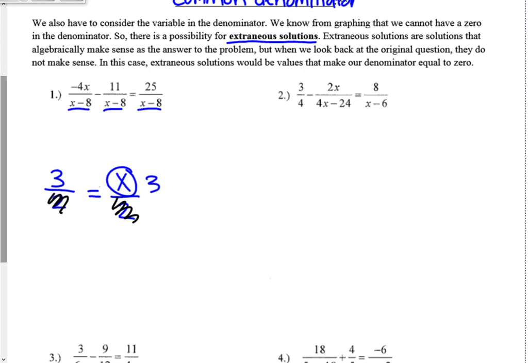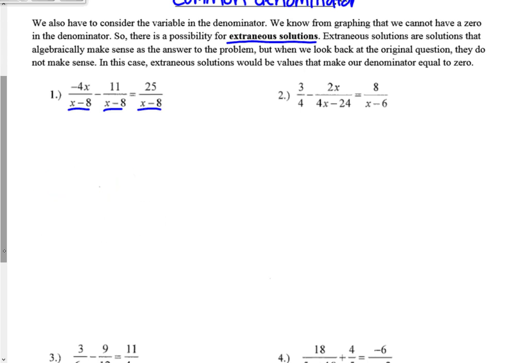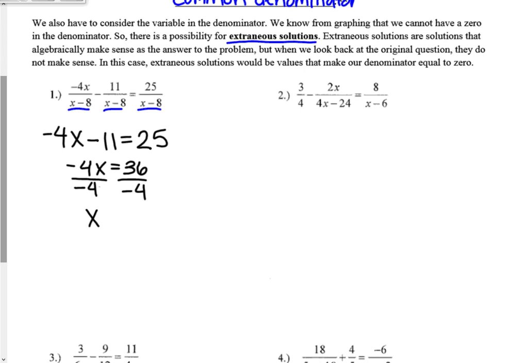We're going to use that same logic up on number 1. Since my denominators are all the same, I'm not going to worry about my denominators at all. So I'm going to rewrite this problem as negative 4x minus 11 equals 25. Now it's a linear equation like you've been solving for years. So I'm going to add 11 over, negative 4x equals 36, and I'm going to divide both sides by negative 4. So x equals negative 9.